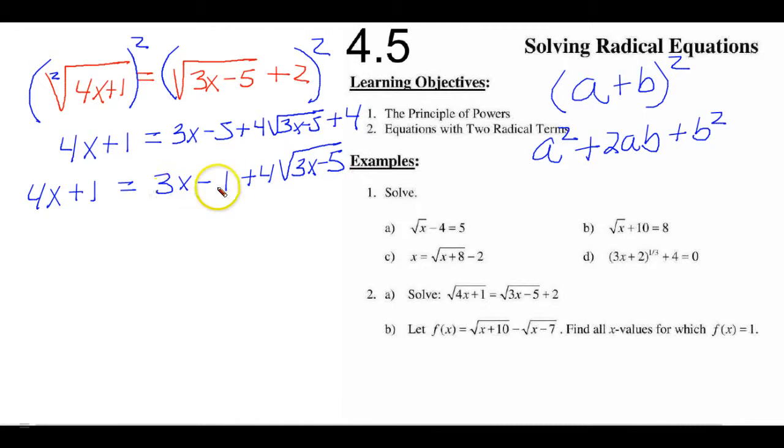Okay, now we want to get these terms to the other side. So we're going to subtract 3x here. From there we get x. We're going to add 1, we get this. So lots of stuff going on. But we've isolated the radical. So now we're going to square both sides.